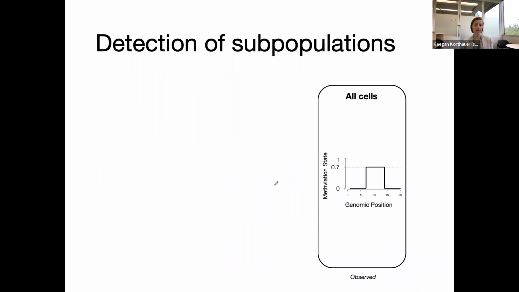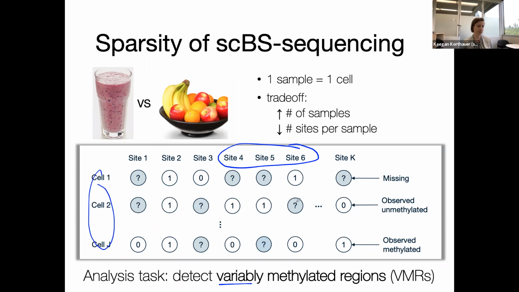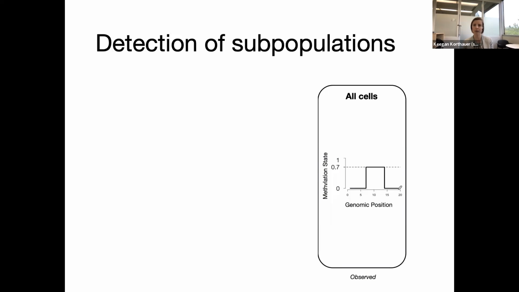So the methylation status of VMRs is informative of the subpopulations, as I said, but it's difficult to infer from these noisy, really sparse per-cell measurements. But when we zoom out and look at the average methylation level across all cells, so averaging the binary values, we might see something like this. So if we have a VMR right here, we might see the average level is, say, 0.7 across all of our cells.